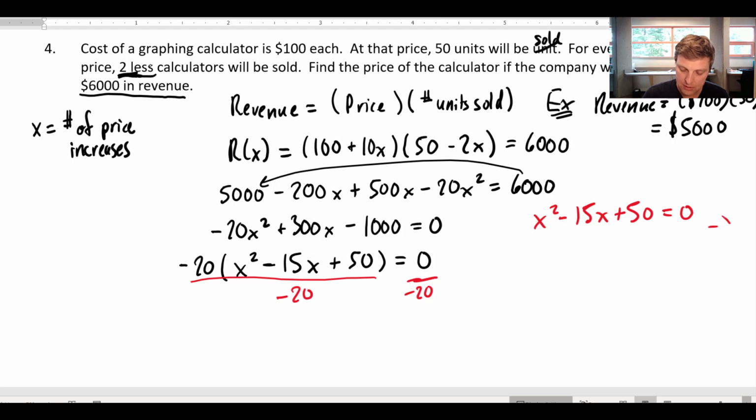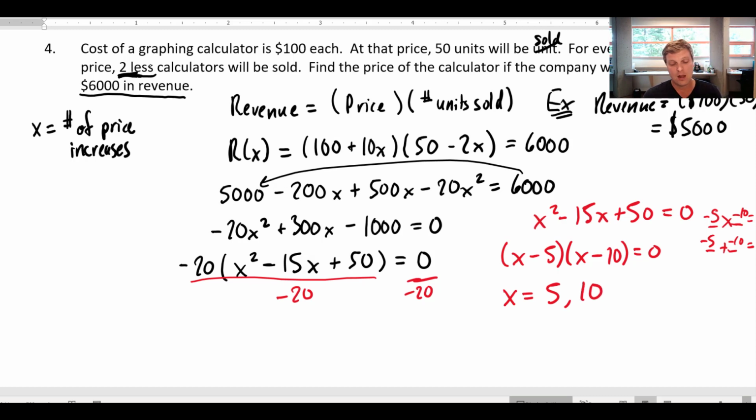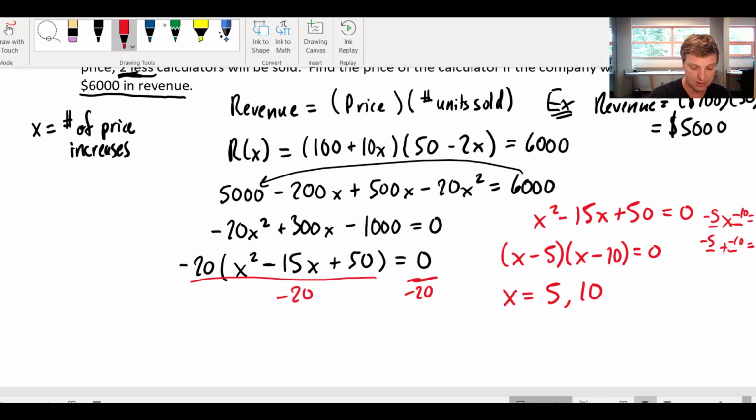So we need to find two numbers that are going to multiply to 50 but add to negative 15. And the two numbers that occur to me are negative 5 and negative 10. Negative 5, negative 10. So this becomes x minus 5 times x minus 10 equals 0. And so when I solve this for x, I see x can equal 5 or 10. And so the question becomes, which of those actually work? You can substitute these back into our equation and check them to see if they both, in fact, give me the result that I'm looking for.